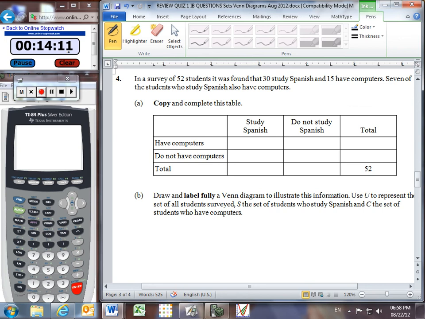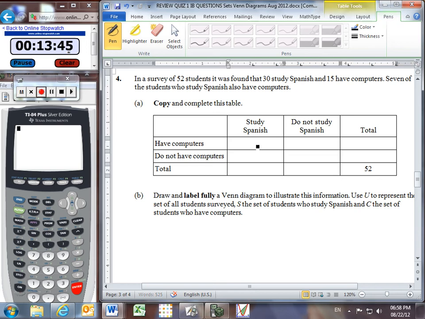We have 52 students. 30 study Spanish. 15 have computers. And 7 of the students who study Spanish also have computers. That must mean that there's 7 students who do both Spanish and computers. They belong to both sets. So maybe that would be the first one we could fill in. Students who study Spanish and also have computers, we know there's 7 of those. And so let's fill that in: 7 who study Spanish and have computers.